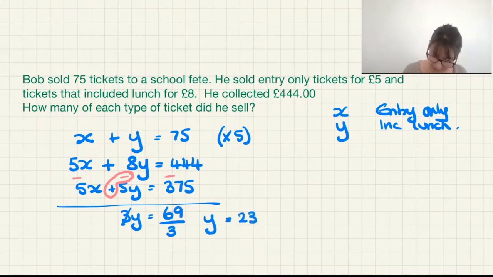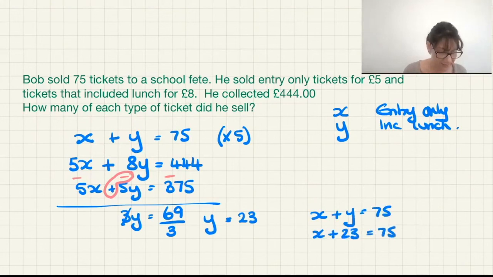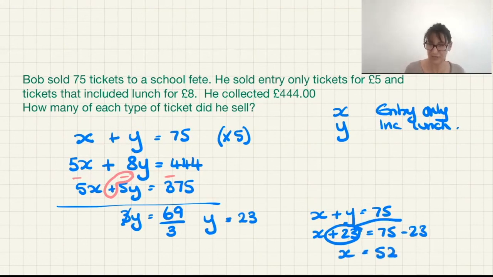Okay, so now I've got x plus y equaling 75. X plus 23, I've worked out that y is 23, is 75. And then we're going to take away the 23 to leave us x equals 52. So to finish it off, we would write he sold 52 entry only tickets and he sold 23 tickets that included lunch.